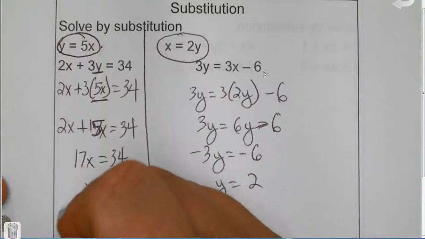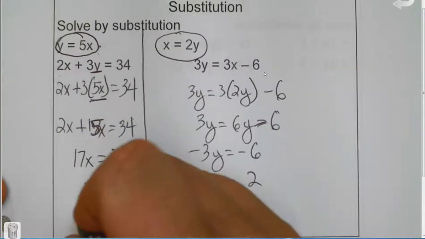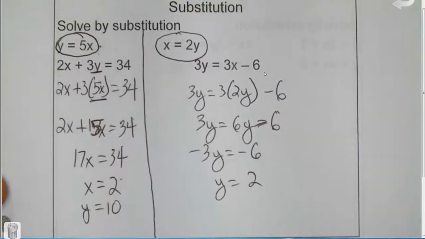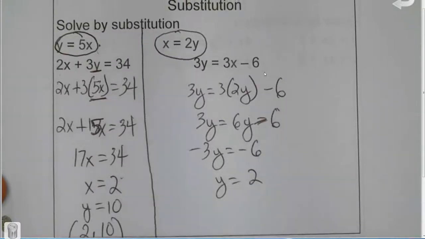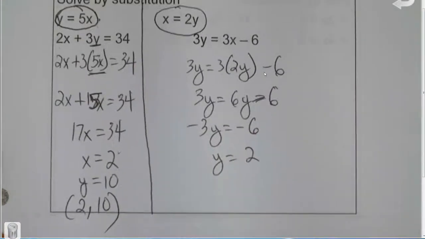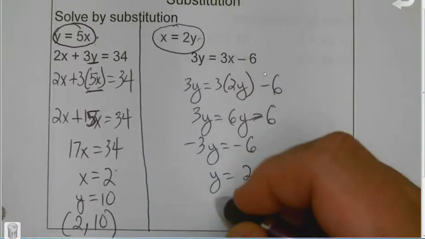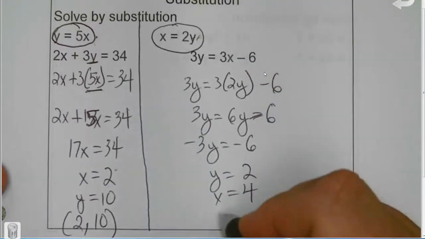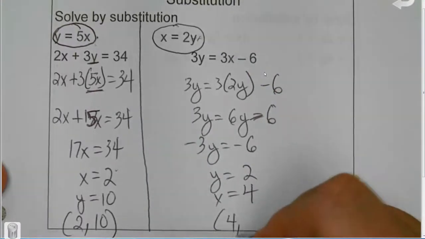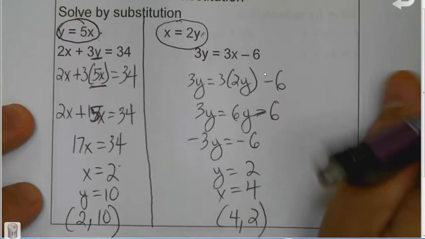If y is equal to 5x, now I'm going to do substitution again. I'm going to substitute 2 for x and find out that y is equal to 10. And so my ordered pair is (2, 10). That is the solution to this system of equations. And the one over here, I'm going to plug in 2 for y, and I realize that x is equal to 4, because 2 times 2 is 4, and so my solution to this system is (4, 2). That's all substitution is: you're plugging in something for something else.